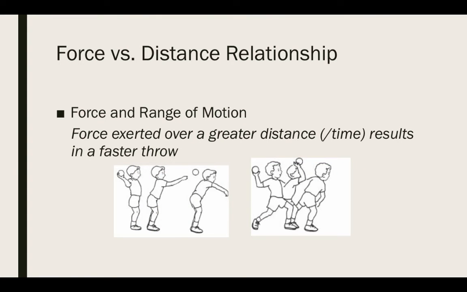A way that we can really apply both of these principles is the force versus distance relationship. Since there is a relationship between the force applied and the distance over which you apply the force, we can see that when you're throwing a ball, the child on the left applies less force than the child on the right because he is exerting the force over a shorter period of time. When the force is applied over a longer period of time, the ball will travel further.